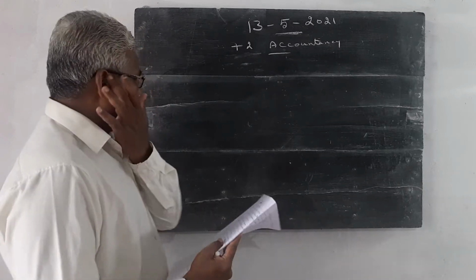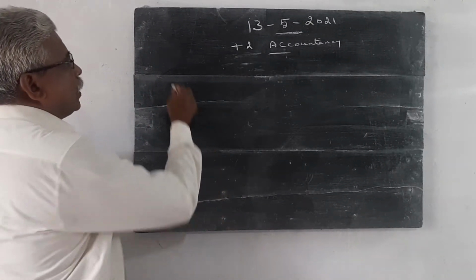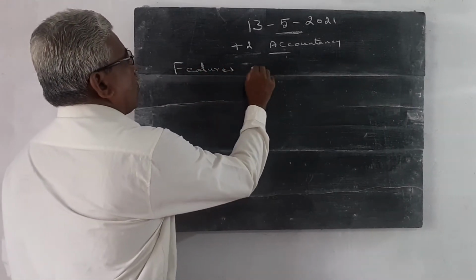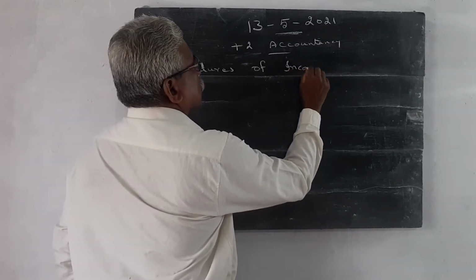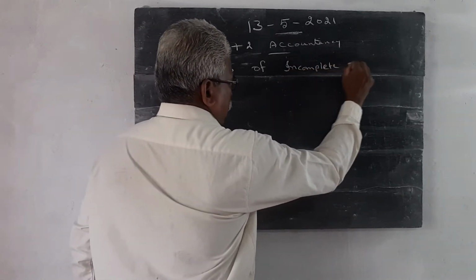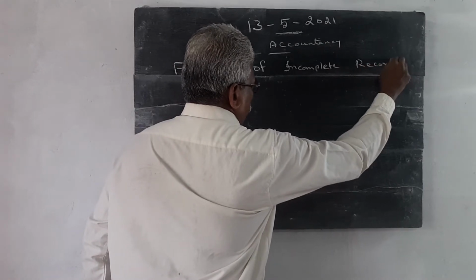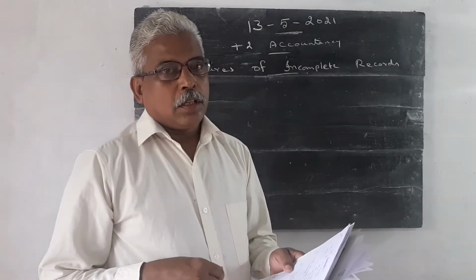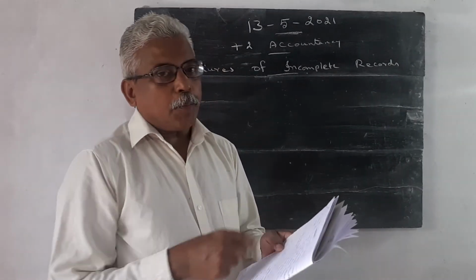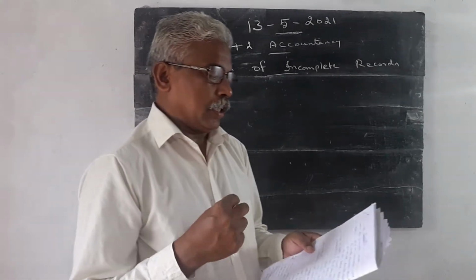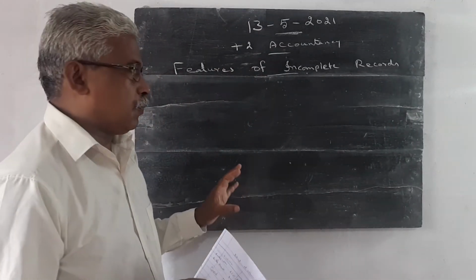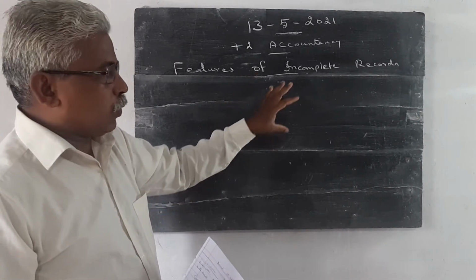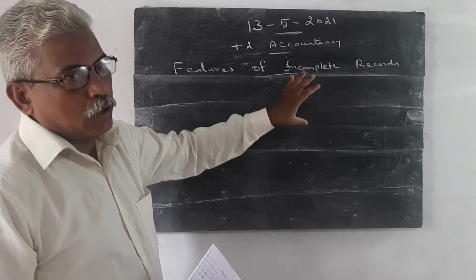Okay, first I want to explain what are the features of incomplete records. In our textbook, 7 points are given, but I am going to explain only 3 points. My explanations are relating to examination point of view. So, this question is asked for 3 marks. If you write 3 points, you will get full marks.